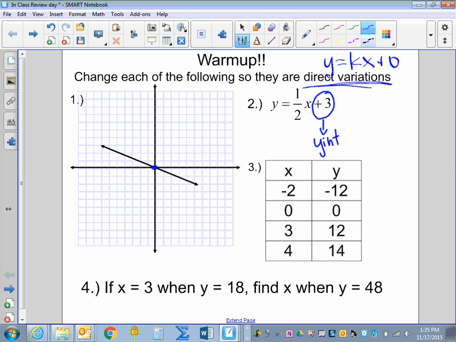In order for it to be a direct variation, there needs to be 0, or we should have just 1/2 x. You don't necessarily have to write the 0. So y-intercept of 0, we don't have to write the 0 there. Yes, you need to have the x. Because if I just have this, then that's just a horizontal line. We want it to pass through the origin.